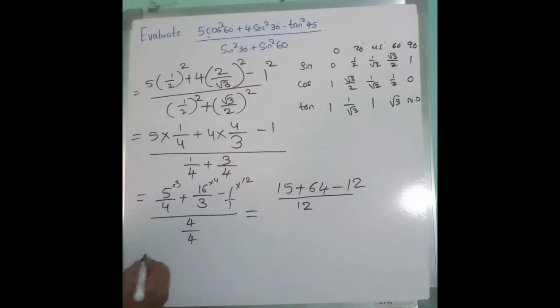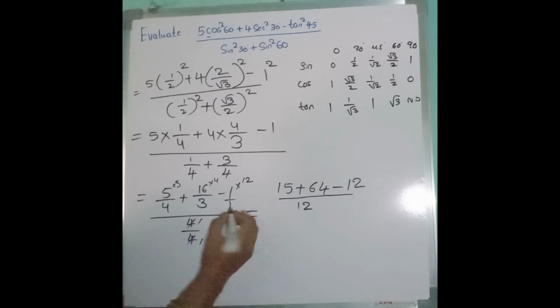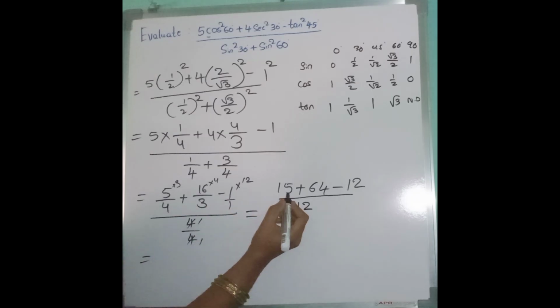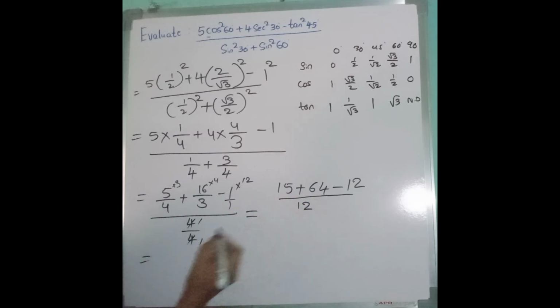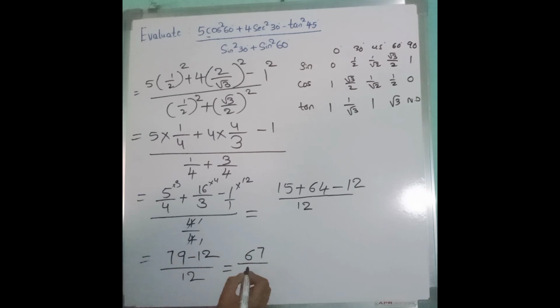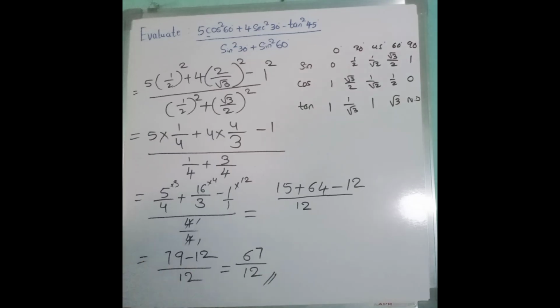Understand, students? Here is 4 divided by 4, 4 ones are cancelled. Here is 1. Next, 15 plus 64 is 79, minus 12, divided by 12. 79 minus 12 is 67, so 67 divided by 12 is the answer. Understand, students?